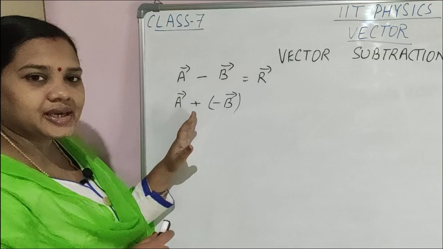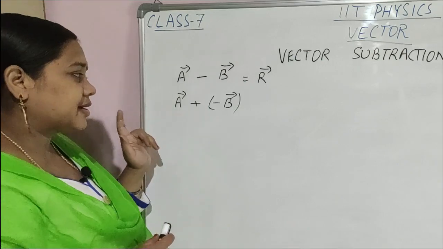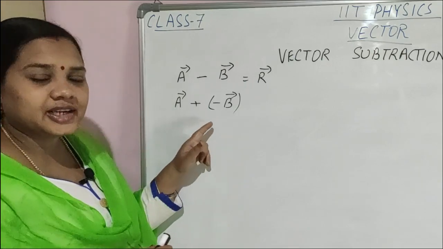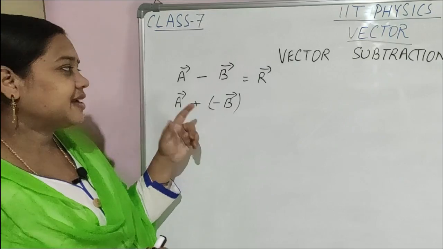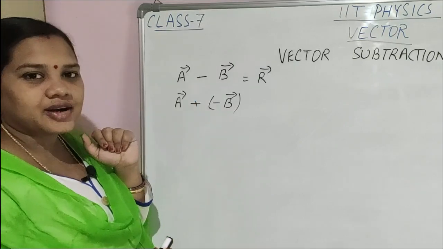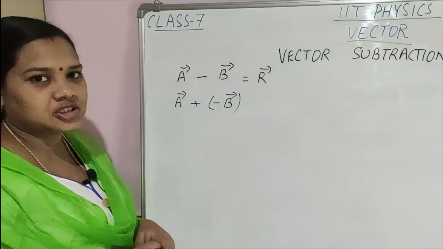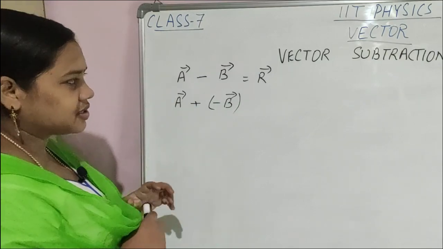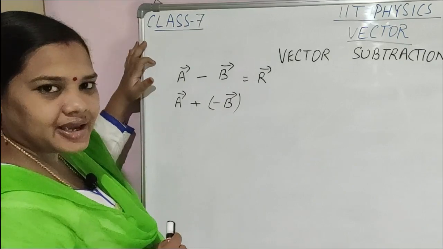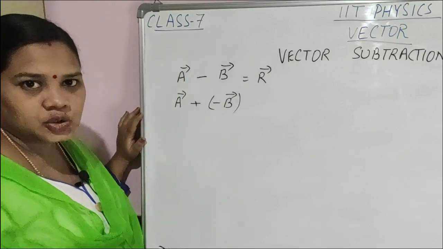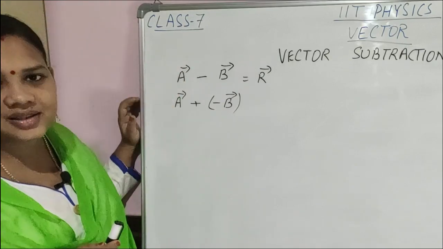We are actually adding vector A with the negative of vector B. Then we will get what? The difference of vectors A and B. Understood, children? I think you are getting it. Once again, listen: vector A minus vector B. You have to subtract the vectors.